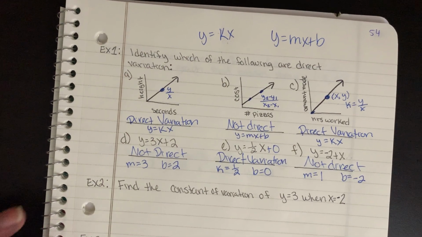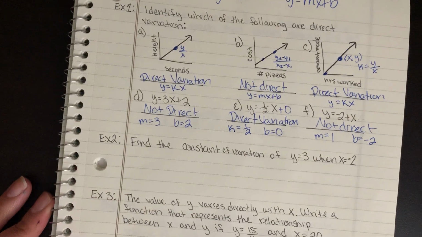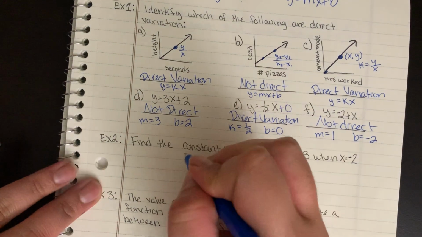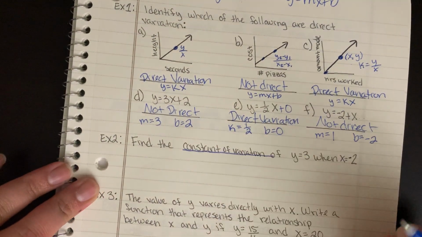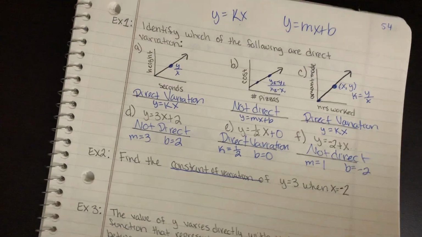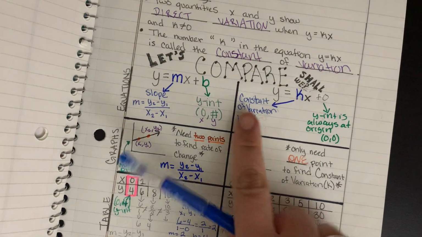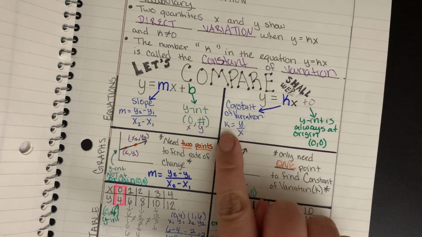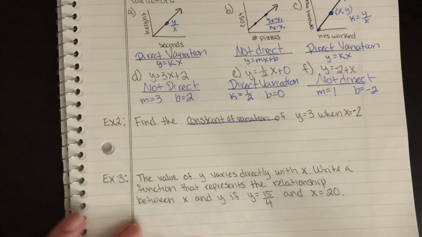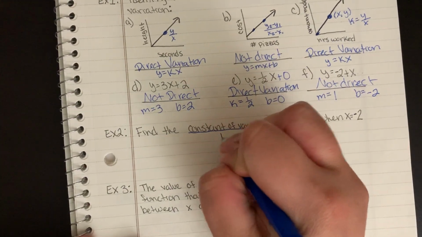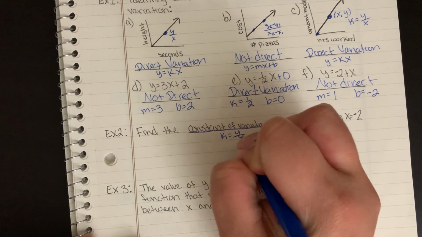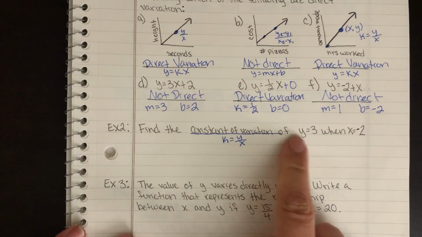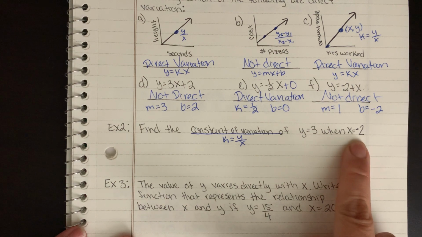Okay, example 2. Find the constant of variation. Okay, so what is the constant of variation? Well, let's look at our notes. Okay, constant of variation is right here. And we can see that k equals y over x. So constant of variation, k equals y over x, right? Of y equals 3 when x equals -2.